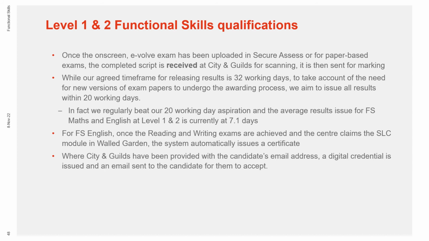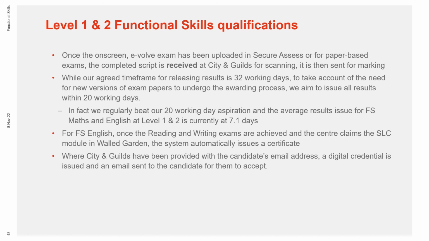While our agreed time frame for releasing results is 32 working days, this is to take into account the need for new versions of exam papers to undergo the awarding process. We aim to issue the results within 20 working days under normal circumstances. The reality is that we regularly beat our 20 working day aspiration, and the average results issue for functional skills maths and English at level 1 and 2 is currently at 7.1 days.